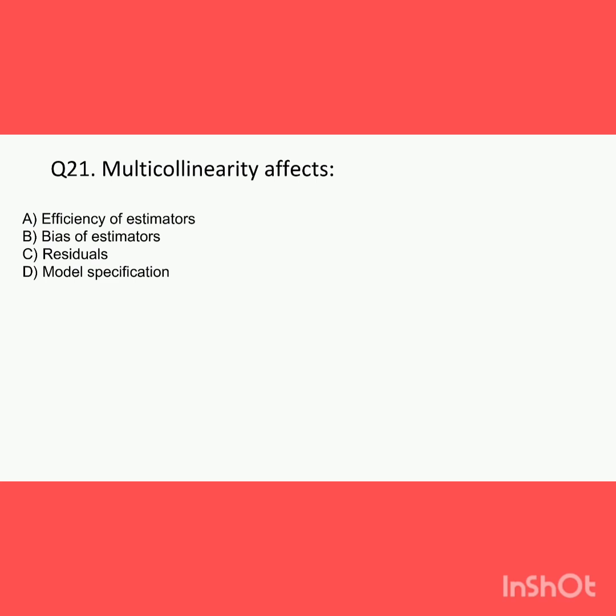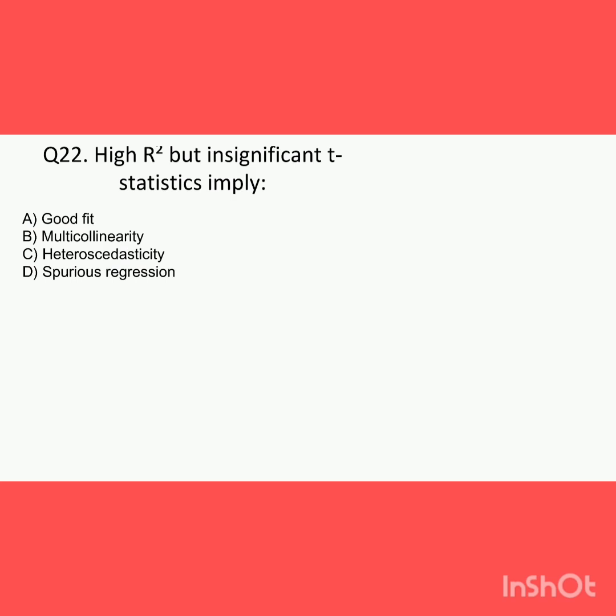Now our next question is question number 22. If high R square but insignificant t-statistics, what does it imply? Option A, model is good fit. B, multicollinearity. Option C, heteroscedasticity. And option D, spurious regression.